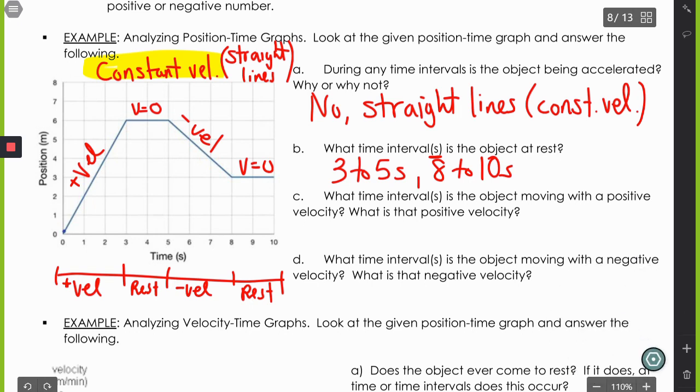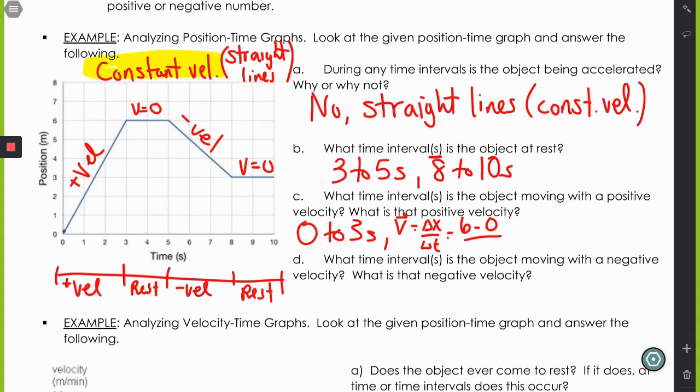Now part C: what time intervals is the object moving with a positive velocity, and what is that positive velocity? Well, we're moving with positive velocity from 0 to 3 seconds. How do we know? Our graph increases from left to right. Now, what is that velocity? Find the slope. We know velocity is change in position over change in time. So we take the final position, which is 6, minus the initial position, which is 0, divided by the final time, which is 3, minus the initial time, which is 0. So we have 6 over 3, which is positive 2 meters per second.